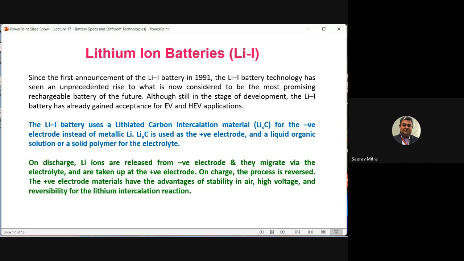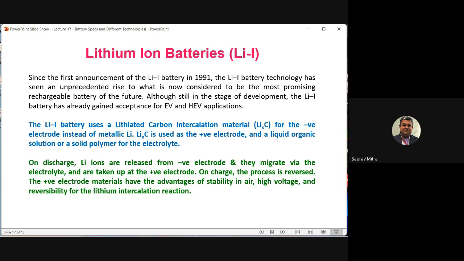So, lithium ion can give you both high specific energy and specific power. The lithium-ion battery uses a lithiated carbon intercalation material, LixC, for the negative electrode, a lithium metal oxide as the positive electrode, and a liquid organic solution or a solid polymer for the electrolyte. So acids and all those things are not used here. That's why this is also safe from a passenger point of view. On discharge, Li ions are released. Previously, hydrogen was getting released. Here, lithium ions are released from the negative electrode, migrate via the electrolyte, and are taken up by the positive electrode. On charge, the process is reversed.